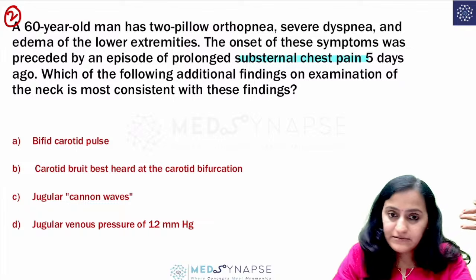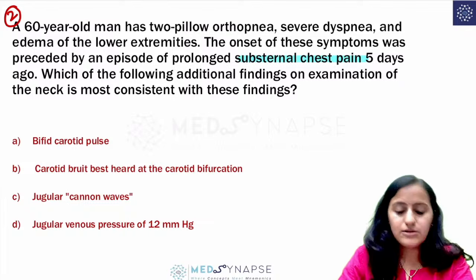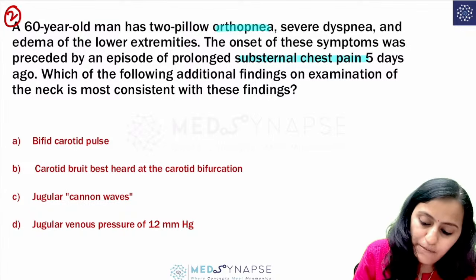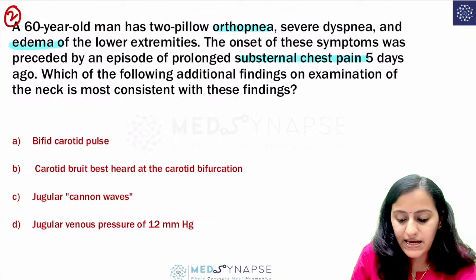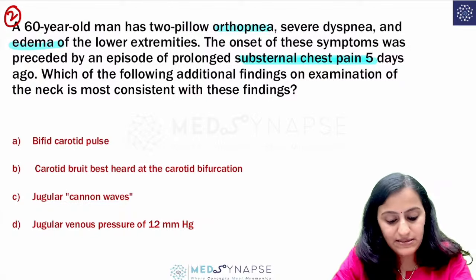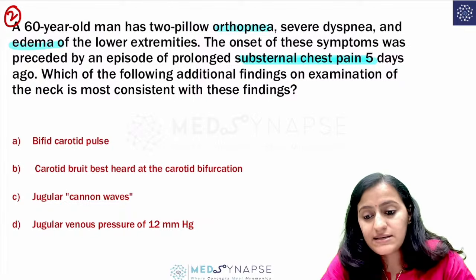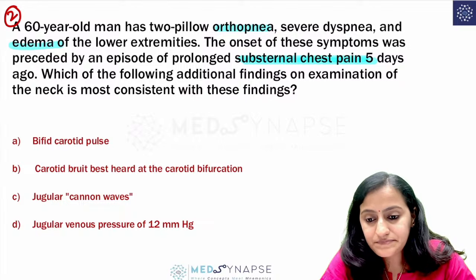Now, still I'm not able to solve, then I will go and read the question from the first, that is orthopnea, dyspnea, edema which is there, plus which was preceded by this, angina which is there. So what is this question basically?